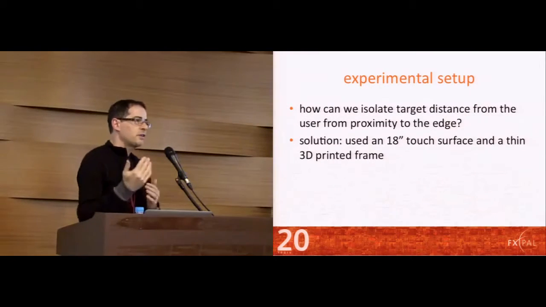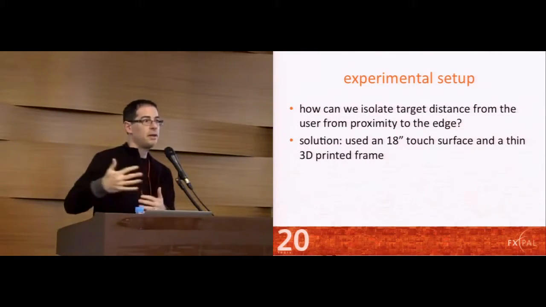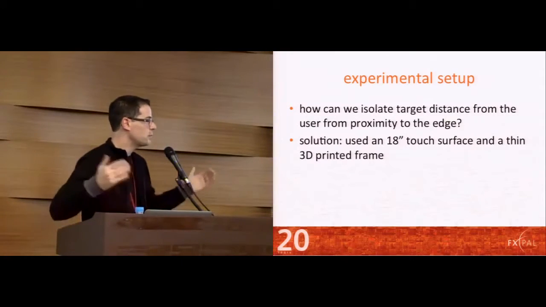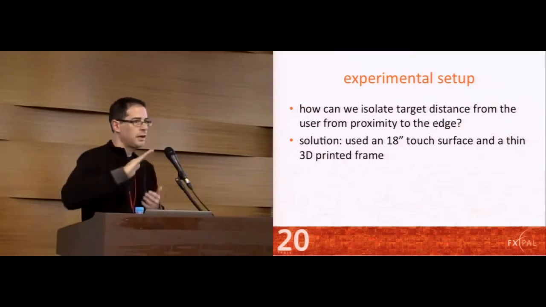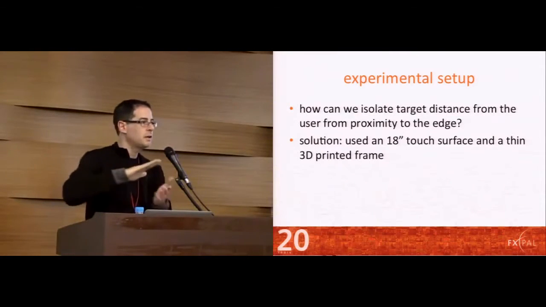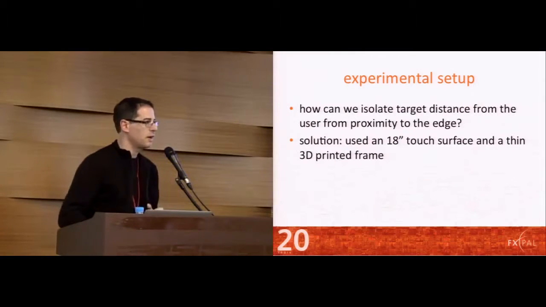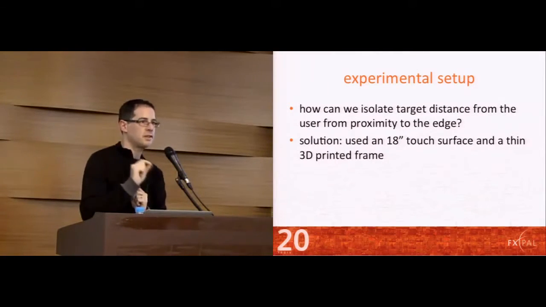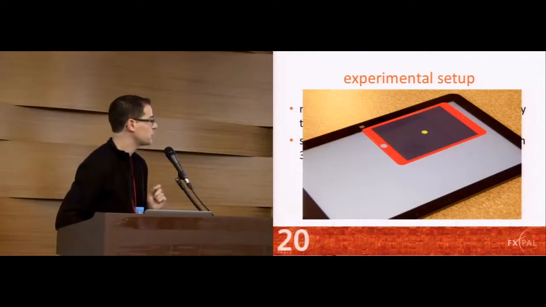So I said that we want to study the proximity to the device edge independent of distance from the user. How can we do that? What I did was I used a very large surface and printed a very thin frame that looked kind of like an iPad mini, one layer to put on top of the device, and that allows me to move the frame around but know that I'm presenting the exact same target to the users. So this is what it looked like.